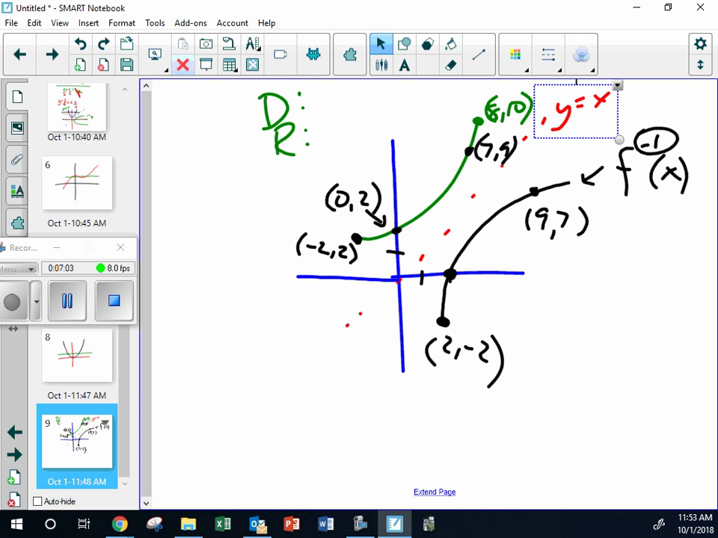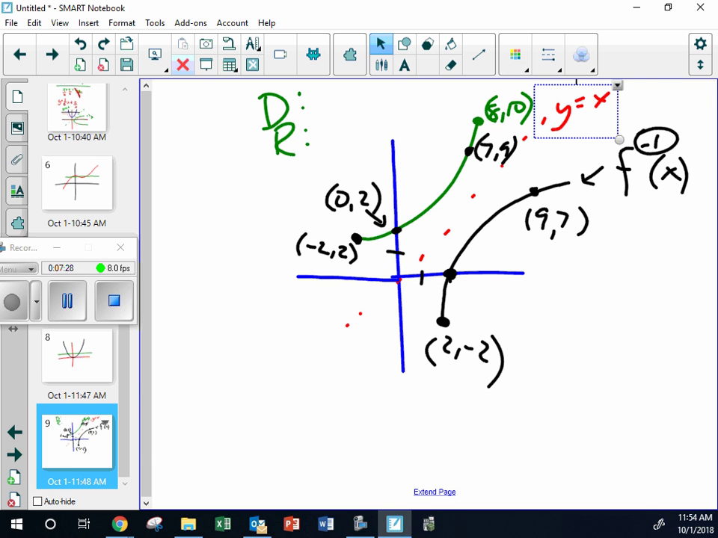So then that means they're a special function called a one-to-one function. And that means that their inverse is a function. The green one's inverse is the black one. The black one's inverse is the green one. Do you get that both of these have an inverse that is a function? All right.